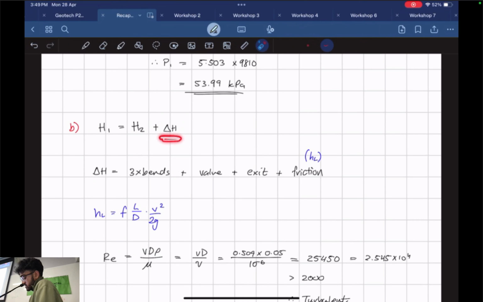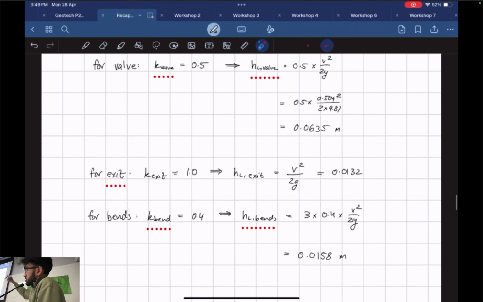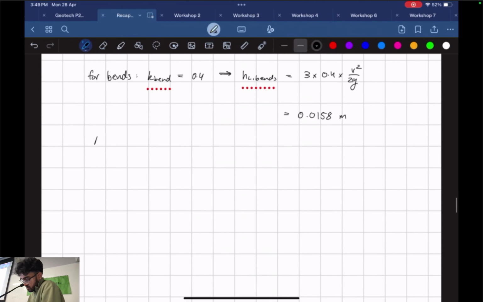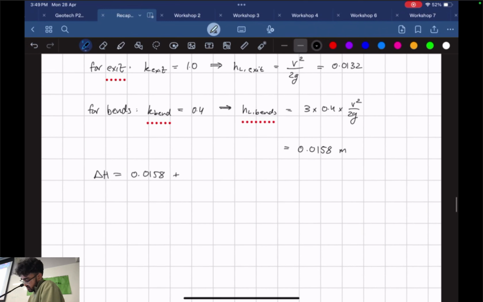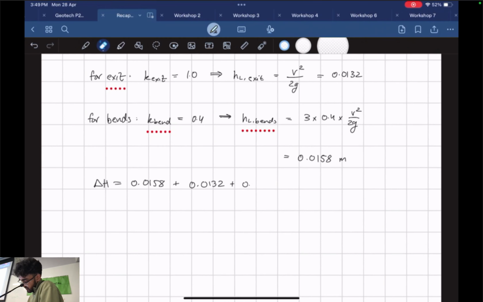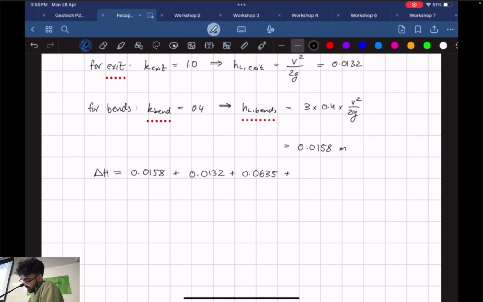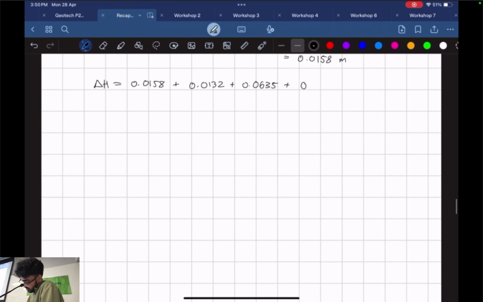So this one is a bit long because there are so many losses. There's friction, exit, valve, and 3 bends. But that's pretty much all the calculations for delta H, because we can actually find it now. It's going to be 0.0158 plus 0.0132 plus 0.0635. And we're going to add our frictional one as well, 0.515. Plugging this all in, 0.0158 plus 0.0123.